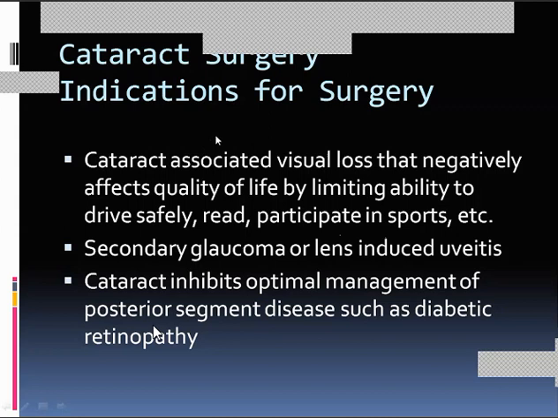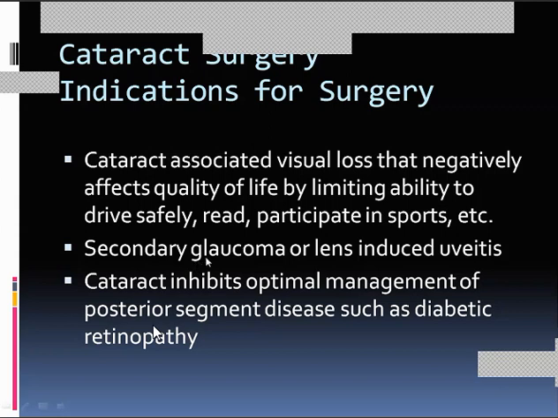In which cases we have to advise cataract surgery at the earliest: whenever the patient complains, I cannot drive my car because there is glare while driving at night, and I cannot read, and I am an athlete, I want to participate in sports. It is very difficult to see distant vision because of the lack of accommodation. When the patient asks for the surgery, we have to do it.